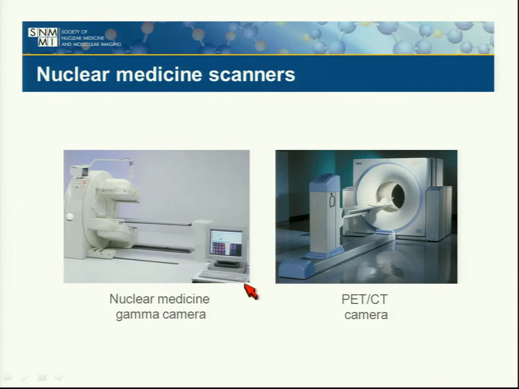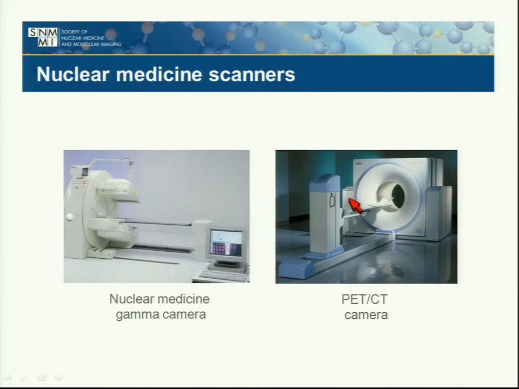There are usually two different kinds of cameras. How many people here have had a nuclear medicine scan that they know of? Okay. So you probably can do this slide for me if you wanted. So usually there are two kinds of cameras. One of them, you'll see there's one or two cameras. You lie on the table and these spin around you. It's called a nuclear medicine gamma camera or a SPECT camera, single photon emission computed tomography.